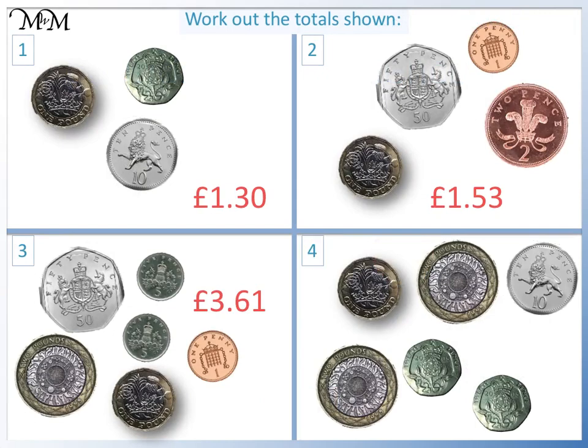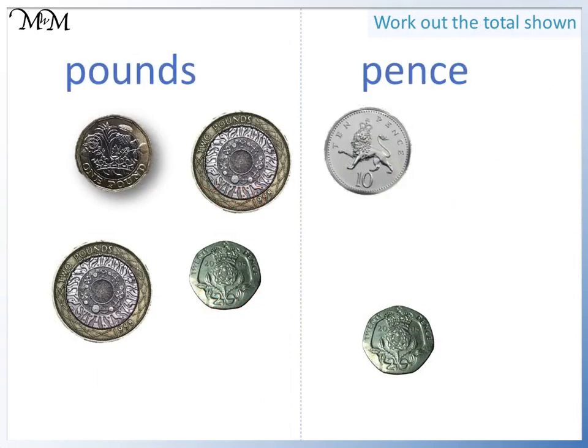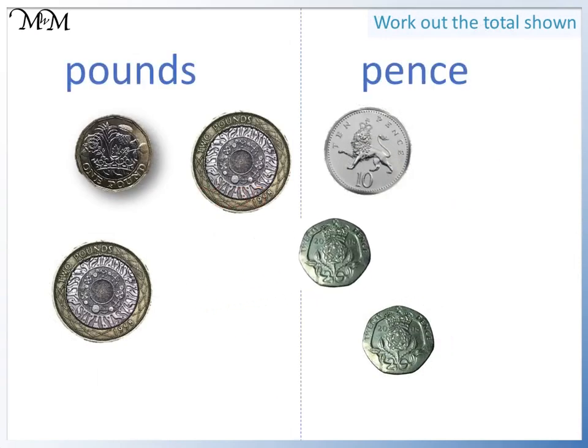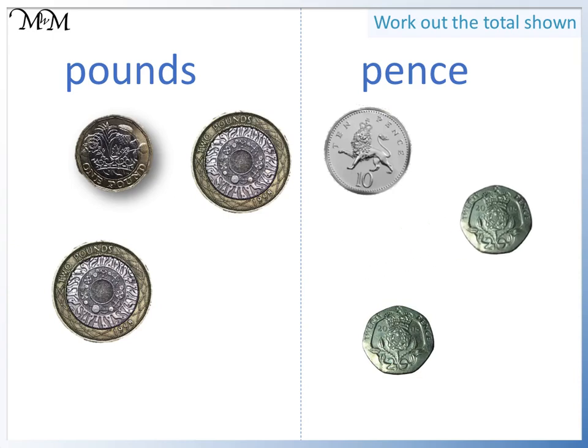Question 4. First, we'll move the 20p over to the pence. Looking at the pounds, we have 2 plus 2, which equals 4, plus 1, which equals £5. Looking at the pence, we have 20 plus 20, which equals 40, plus 10, which equals 50p. So altogether, we have £5.50.